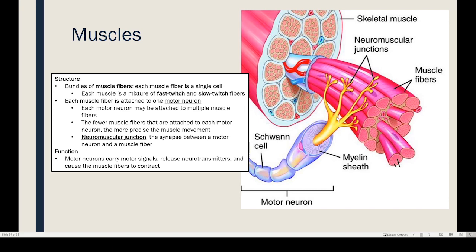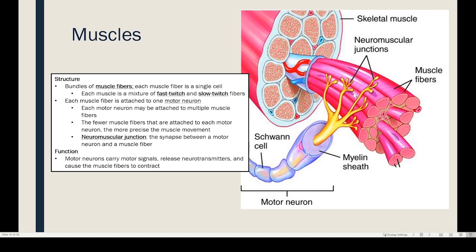But importantly, the fewer muscle fibers that each motor neuron is attached to, the more precise movement will be able to happen from that muscle. So in the book, they give the example that in the eyeball, 1 motor neuron might only attach to like 3 different muscle fibers, whereas in the bicep, 1 motor neuron might attach to like 100 or hundreds of different muscle fibers. And obviously, you can have much more precise movement of your eyeballs than you can your bicep, and that's because there's more motor neurons available to control the movement in the eyeball.